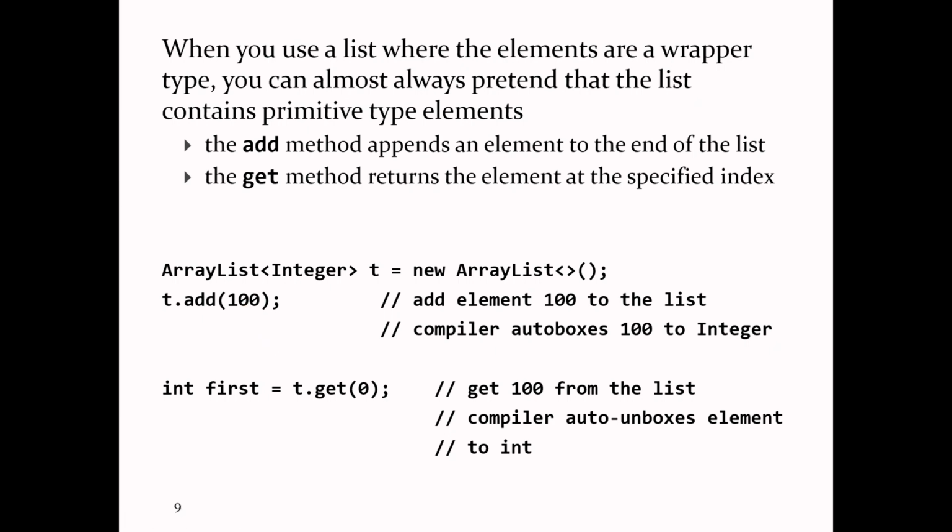I'd like to add the number 100 to the end of the list. This is a list of Integer. So when you try to add an int to the list, the compiler takes the int, converts it to an Integer object, and then adds the Integer object to the list.